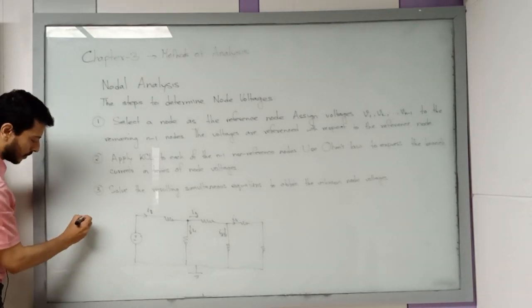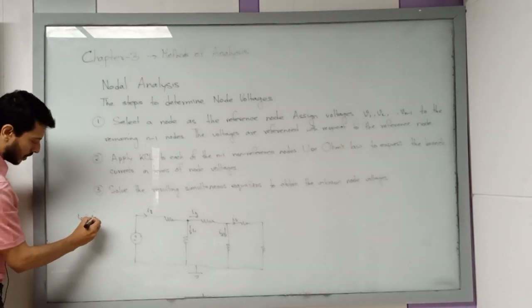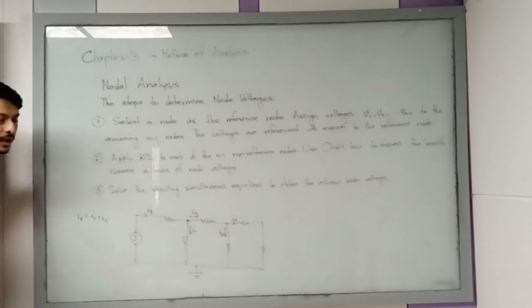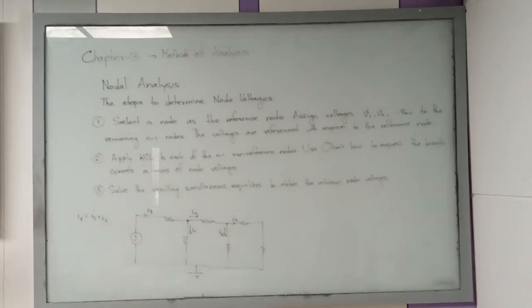Is should be equal to I1 plus I2 at this nodal point, right? Is enters that nodal point, and which ones are leaving? I1 and I2. So Is is the entering current at that particular nodal point, which should be equal to the sum of the currents coming out from that node, right?